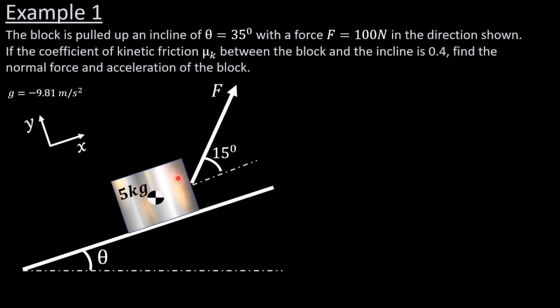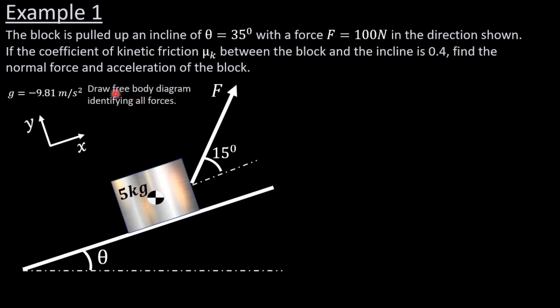Okay, so what we have here is a block with a mass of 5 kilograms, which we're treating as a particle, and it's being pulled up the incline with a force F equals 100 newtons. It's at an angle of 15 degrees to this line here, which is parallel to the incline. And again, notice that our xy coordinate axis has been rotated so that x is parallel to this incline, and the incline has an angle of theta equals 35 degrees.